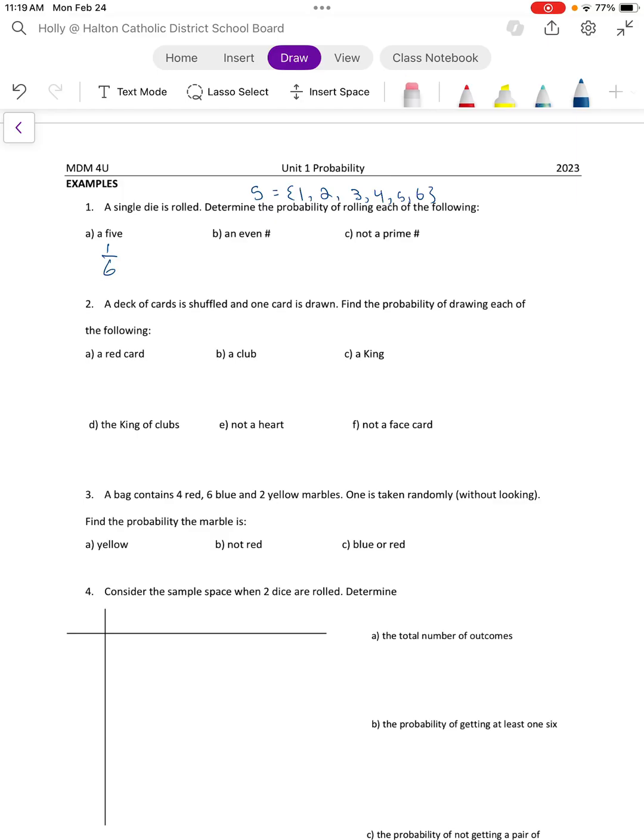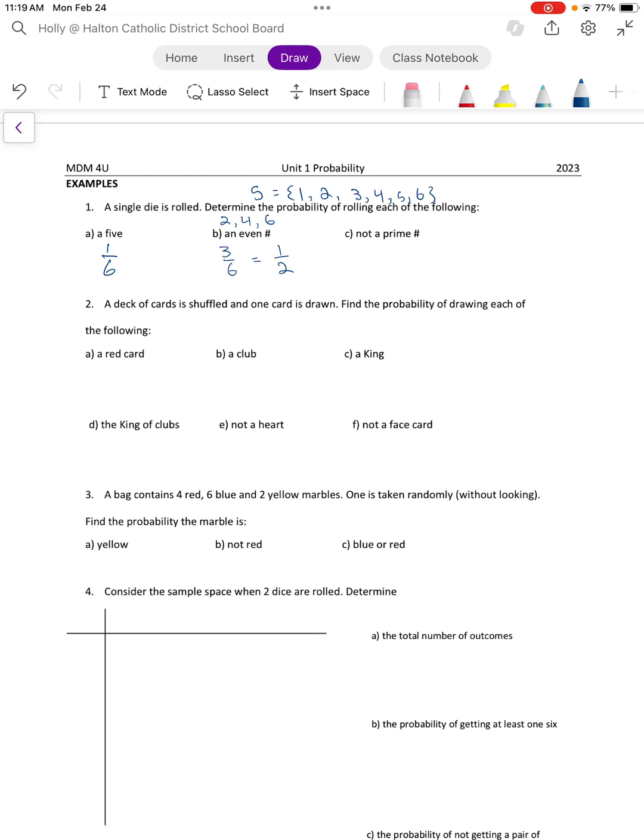Therefore, the probability is 6. The probability of an even number out of those numbers on my die: the even numbers are 2, 4, and 6. So my probability would be 3 out of 6, and if I reduce that, it'd be 1/2.